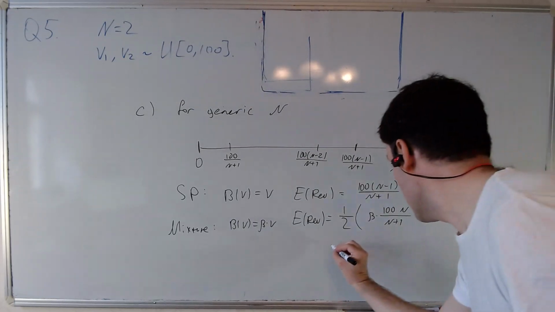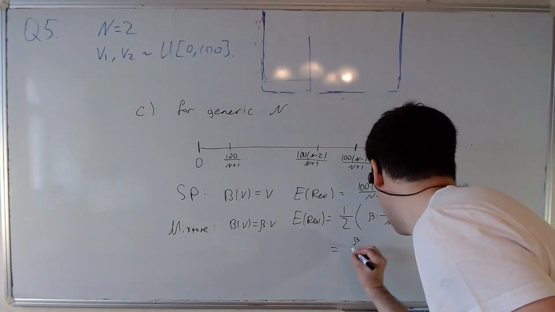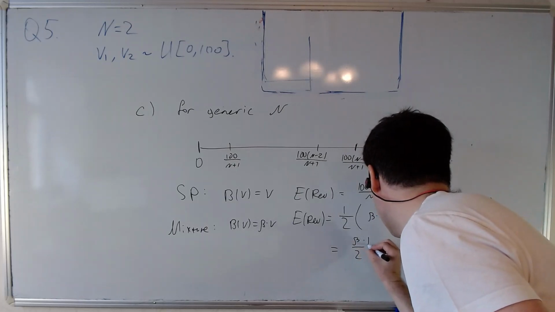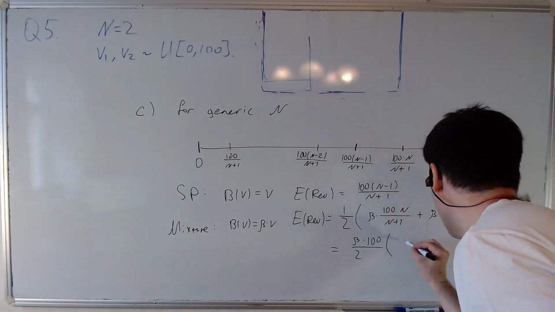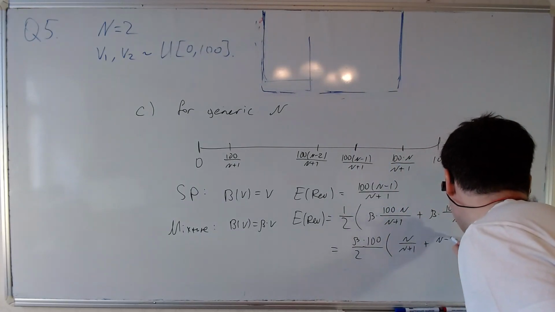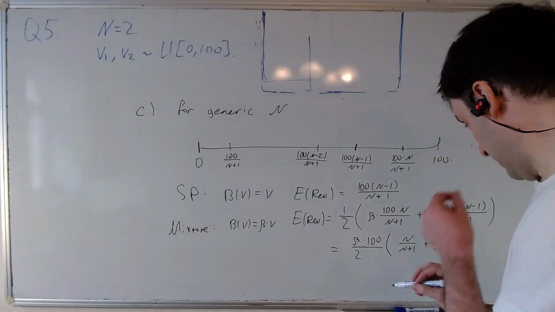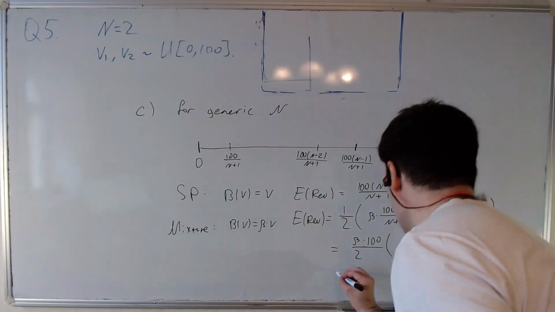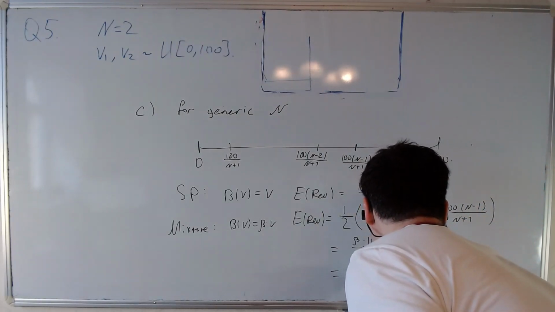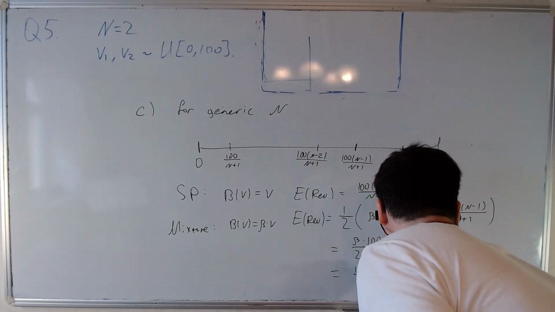Let's simplify it. I'll take beta out, and let's also take 100 out. Then here we will have n/(n+1) plus (n-1)/(n+1). Let's collect everything, so we'll have 100 beta over 2 times (2n-1)/(n+1).